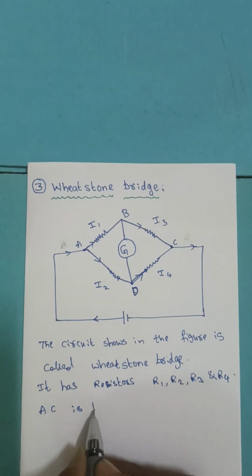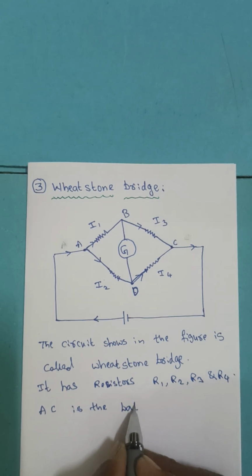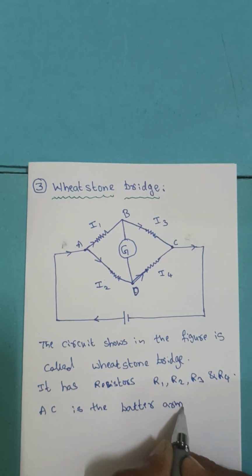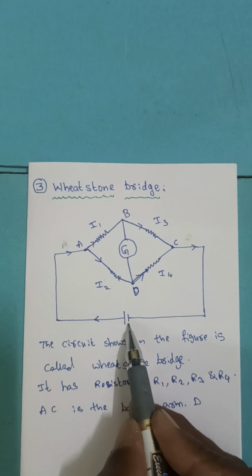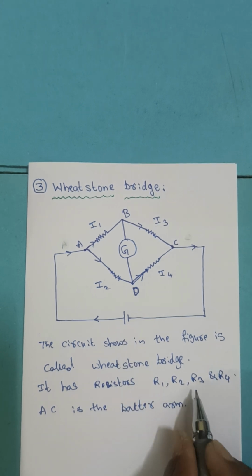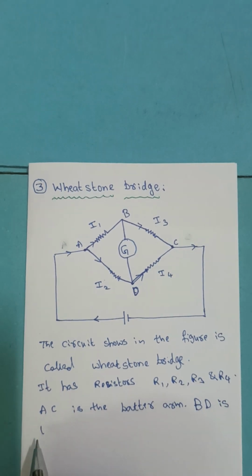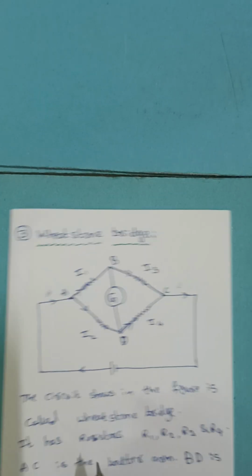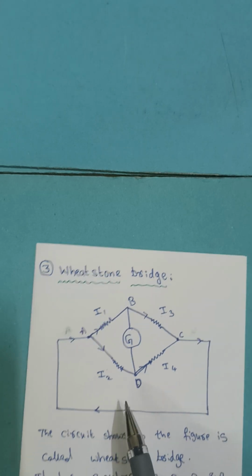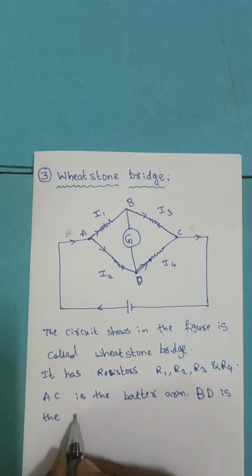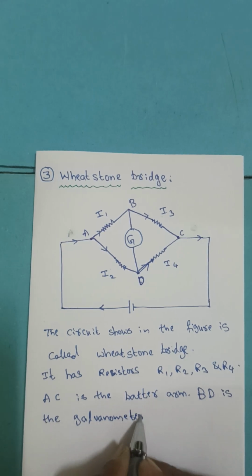AC is the battery arm. Here from A to C, what is there? Here battery is there. We are saying battery arm. Next, BD is the galvanometer arm. Here B to D, what is there here? Galvanometer. BD is the galvanometer arm.